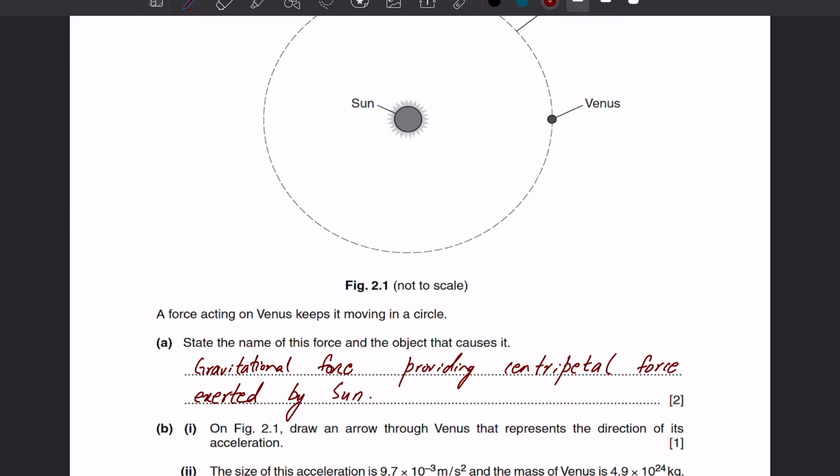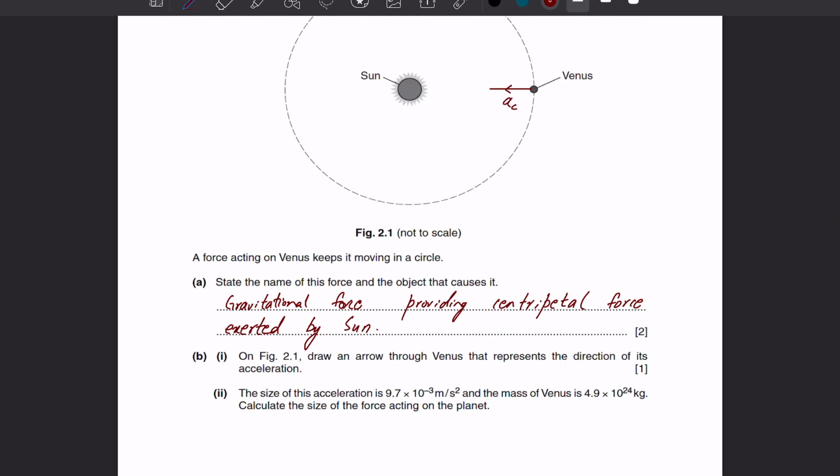In the next part, it says on the figure draw an arrow through Venus that represents the direction of its acceleration. So we know that the centripetal acceleration acts towards the center of the circular path. So this is going to be the direction of centripetal acceleration.